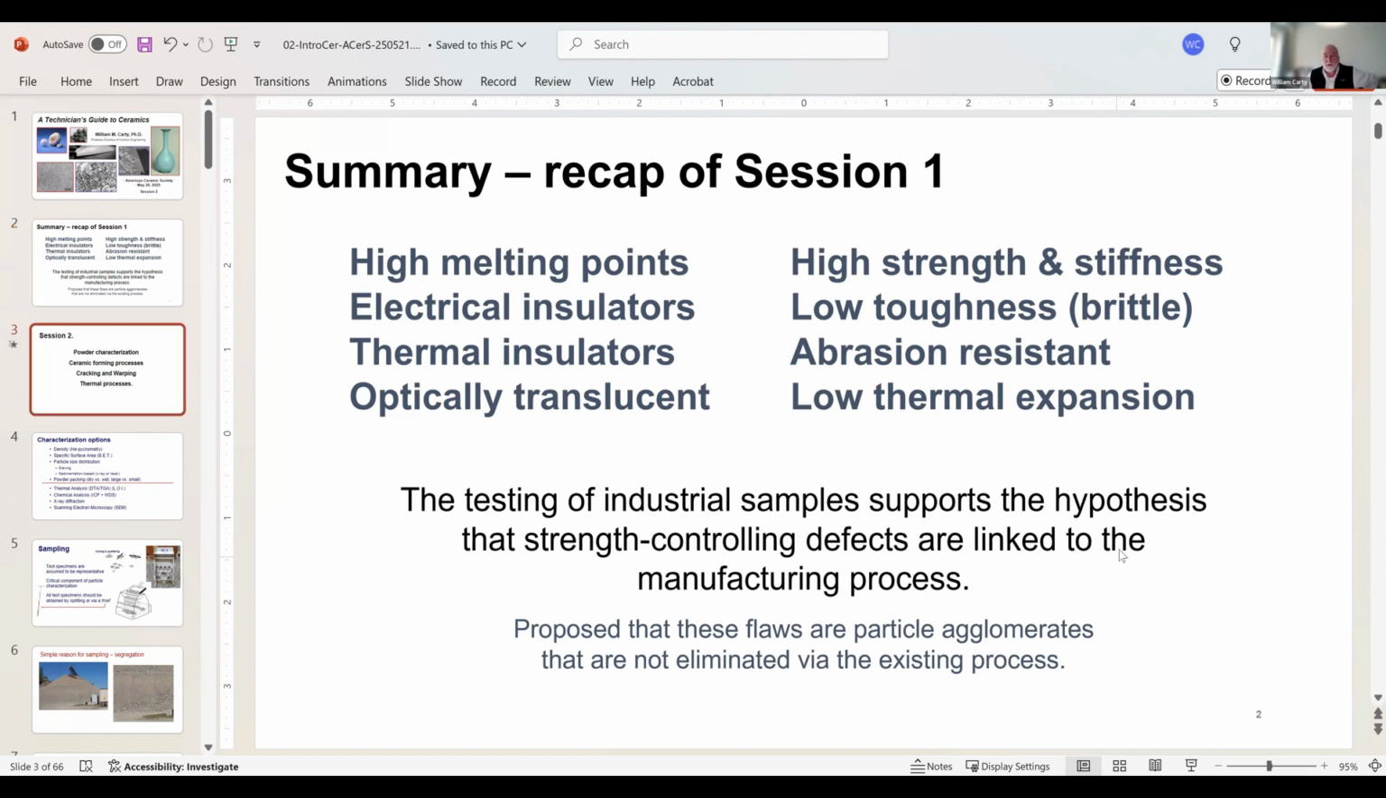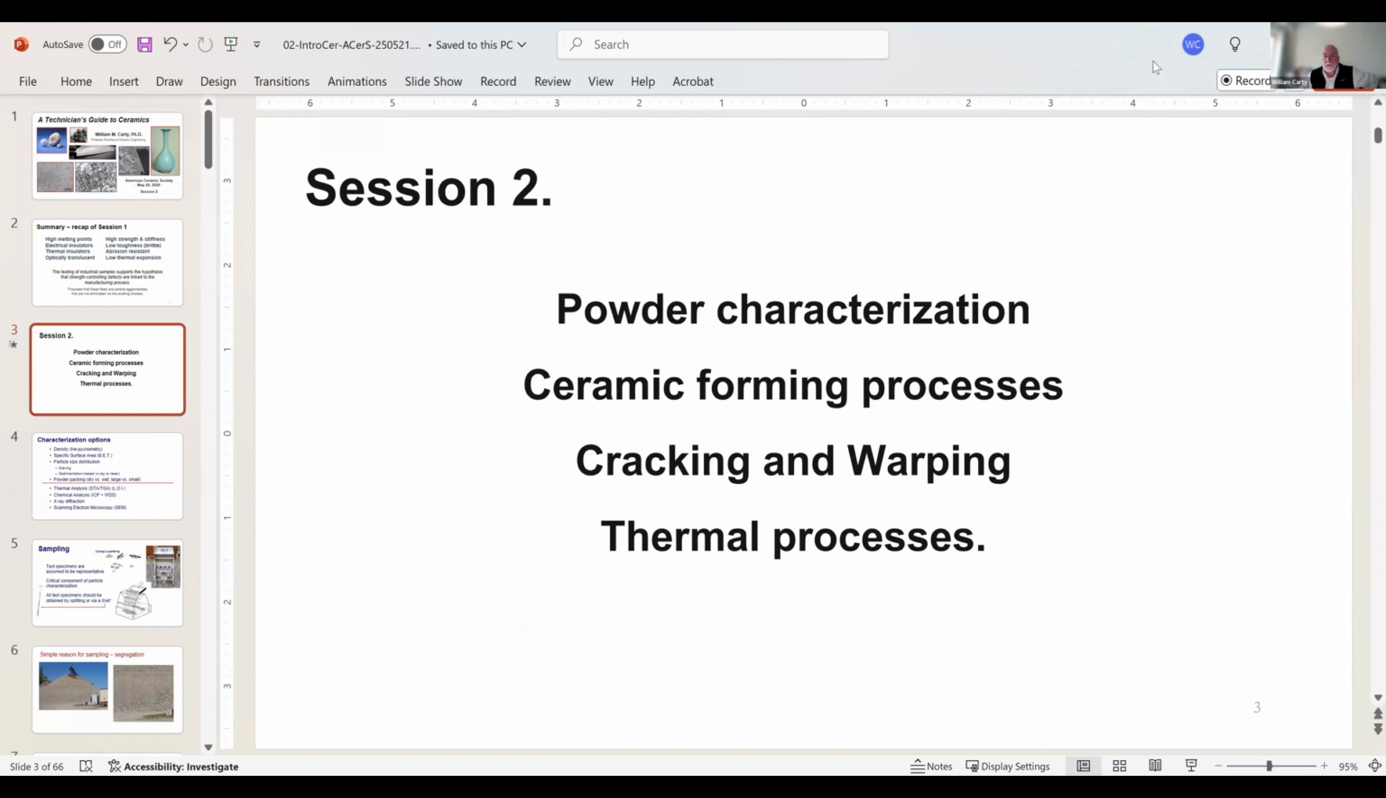So where we want to go today is here. I plan to start with powder characterization. And we'll go through the natural discussion about density and surface area, but we're going to spend quite a bit of time on particle size distributions. I will go into ceramic forming processes from a relatively high elevation view, and then we'll discuss cracking and warping. And I think that's probably going to wrap up the day. I have thermal processes at the end of this: drying, calcination, sintering, etc. And ideally, we get to that today.